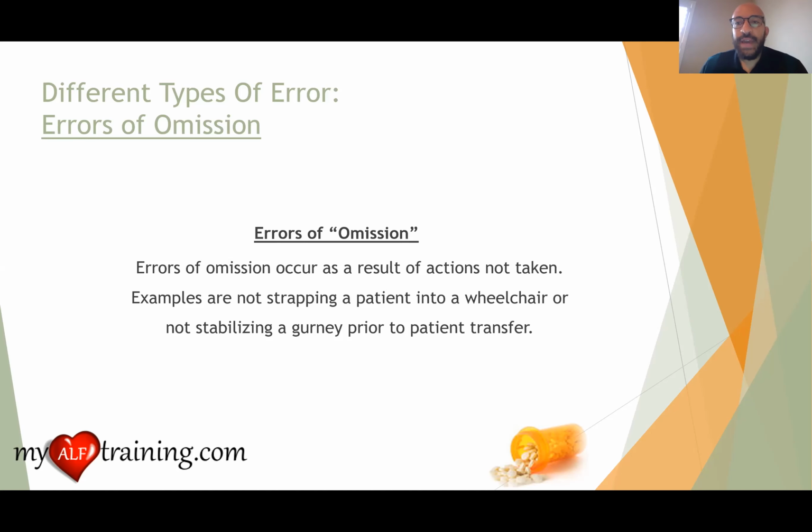So we have medication error. That's when you give the patient the wrong medication. We have adverse event. That's when your management of the patient causes harm to them. And now we have error of omission, and that's just a result of actions not taken.